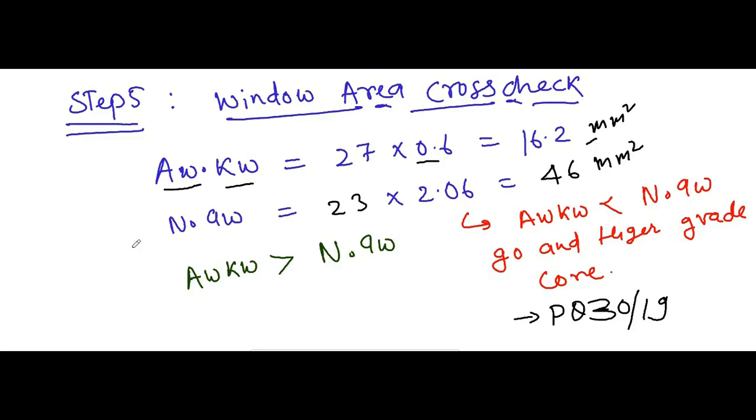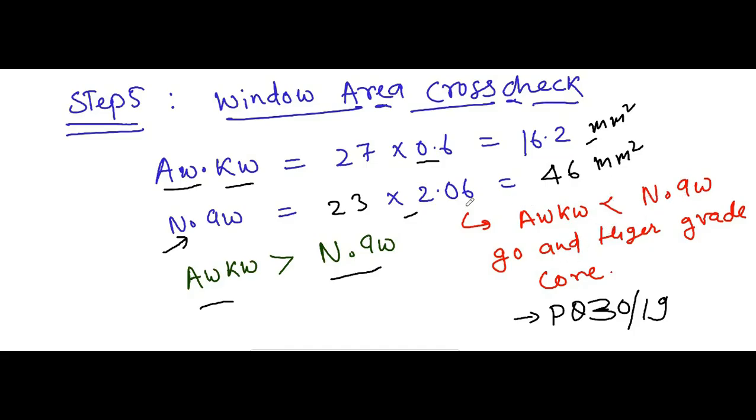Now n into AW, the number of turns into the wire area. The number of turns is 23, wire area is 2.06, so it is coming 46 mm square. So what is the ideal case? What is the window area cross check? Your AW KW has to be greater than n into AW. Otherwise, your number of turns is not going to fit in your core. So it always has to be greater than. You see here it is coming 16.2 mm square, which is less than 46 mm square. AW KW is less than n into AW.